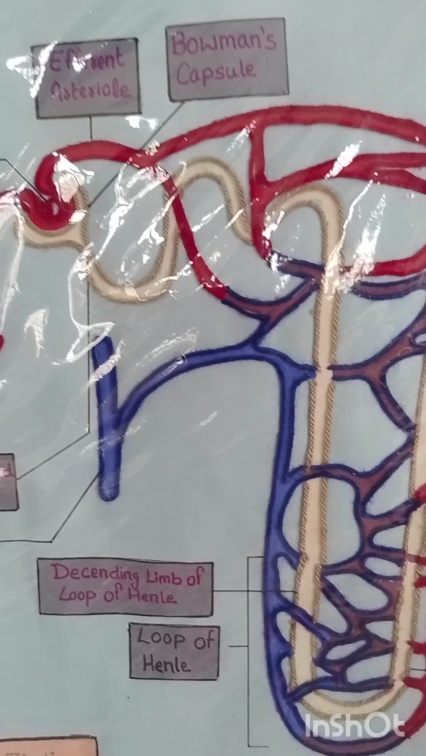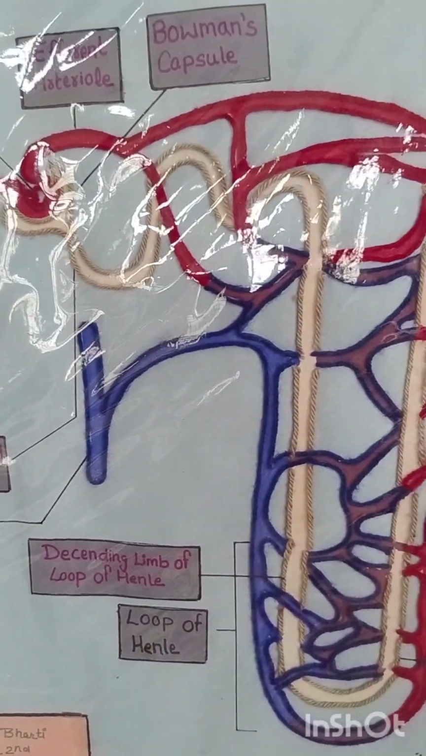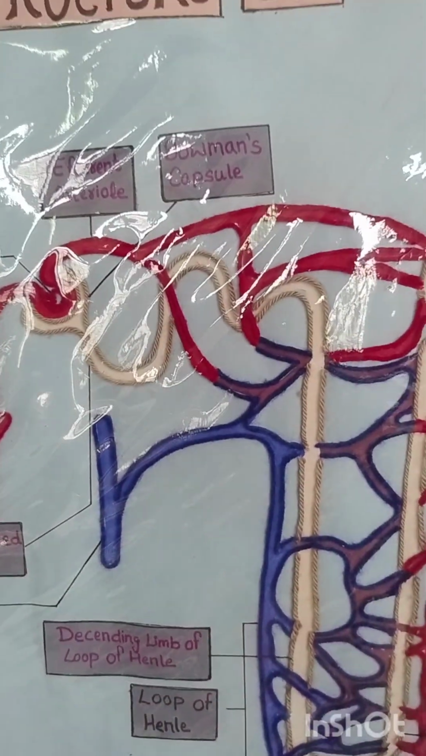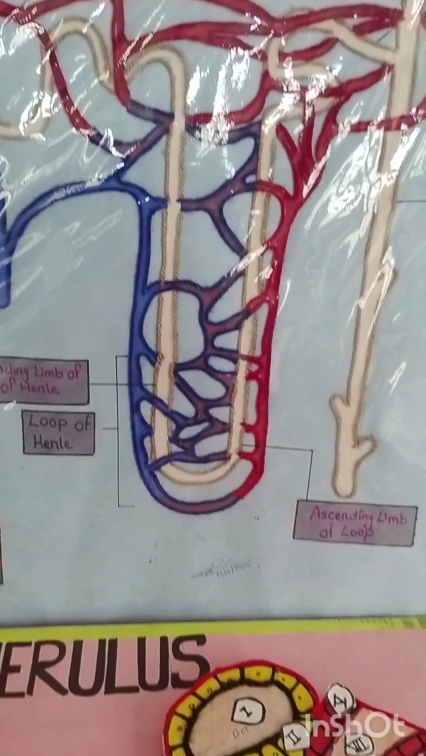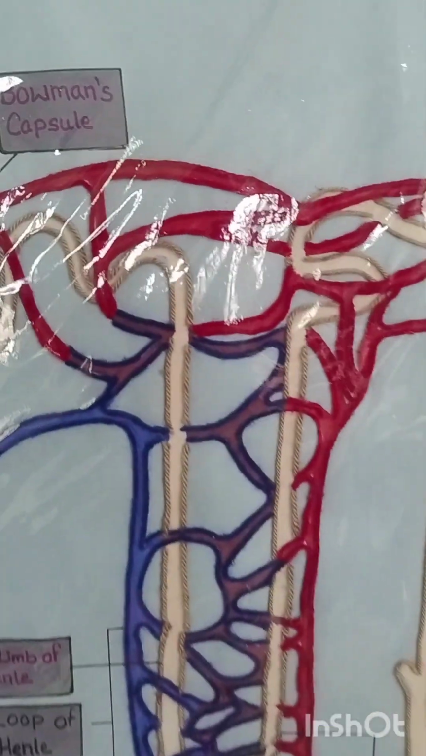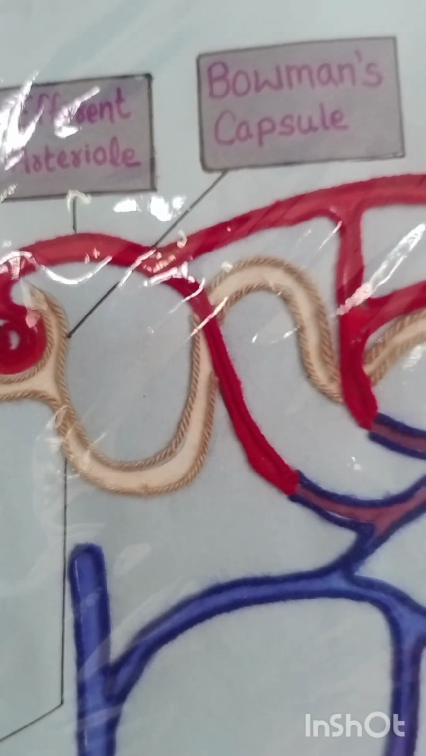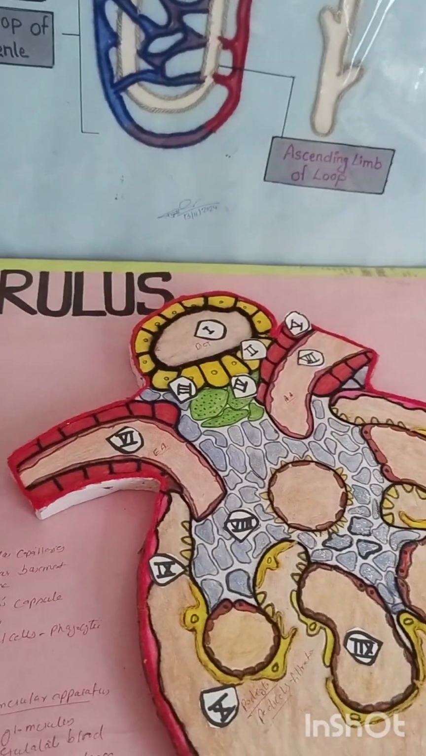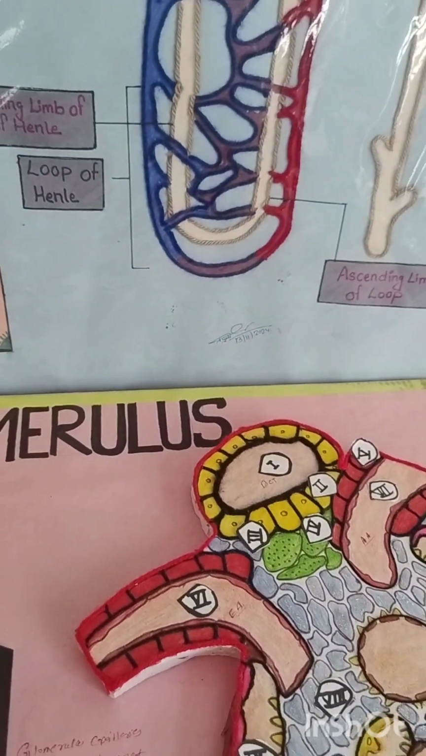You can see this structure here, beautifully prepared by the student. Name of student is Pooja Bharti. This is prepared by a student of second year. And you can also see this structure showing the glomerulus here, and its enlarged portion is shown in this one, a fully labeled structure.